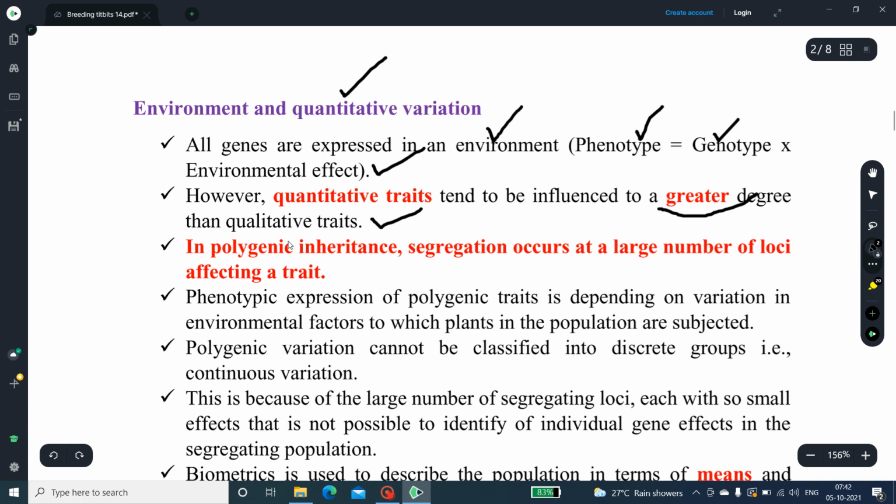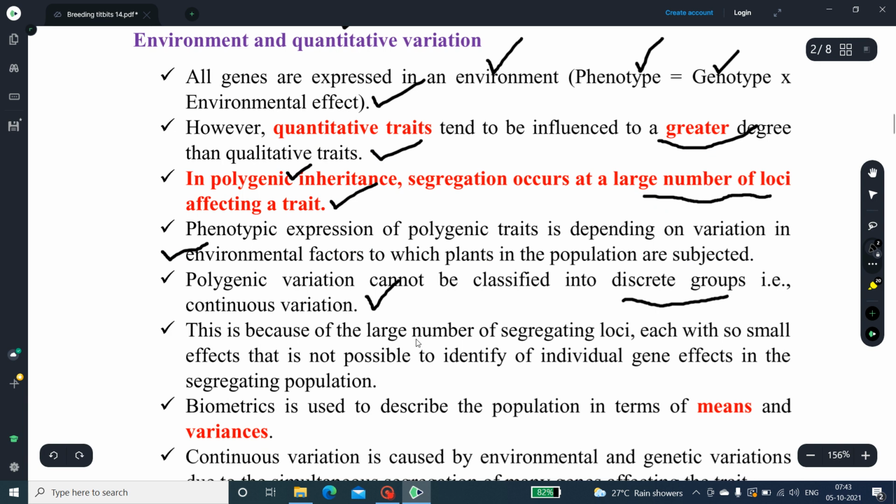In polygenic inheritance, the segregation occurs at a large number of loci affecting a trait. A single trait is affected by a large number of genes located in loci. Phenotypic expression of polygenic traits depends on variation in environmental factors to which plants in the population are subjected. Polygenic variation cannot be classified into discrete groups, that means there is a continuous variation.